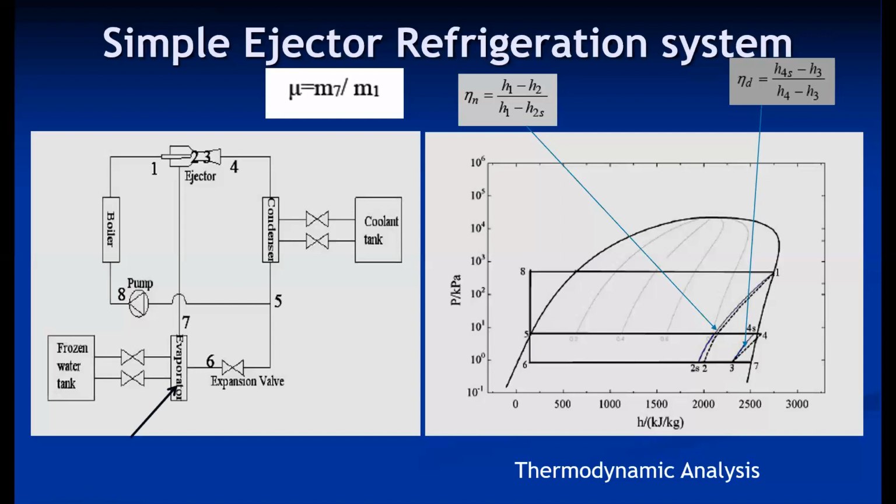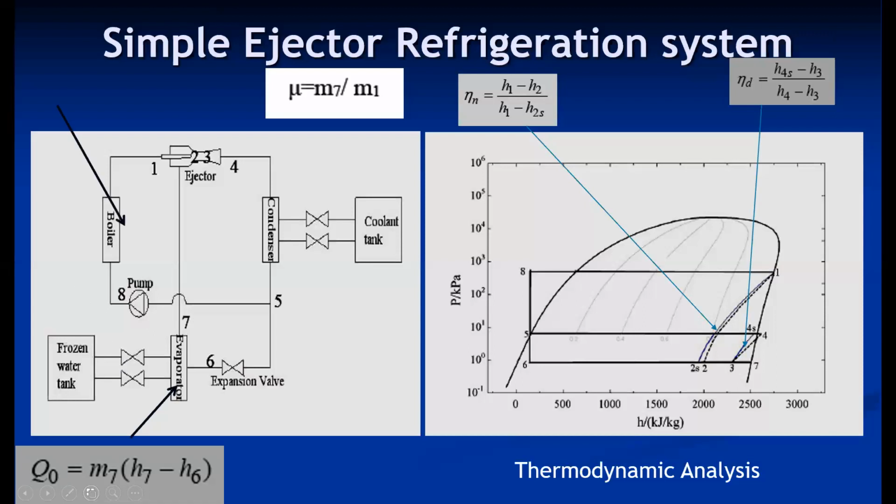Then the working parameters of the simple ejector system, that is the cooling capacity. So cooling capacity with the help of the evaporator. The enthalpy difference across the evaporator is H7 minus H6, and the mass flow rate is M7. So with the mass flow rate through the evaporator and the enthalpy difference across the evaporator, that is H7 minus H6, we can calculate the cooling capacity.